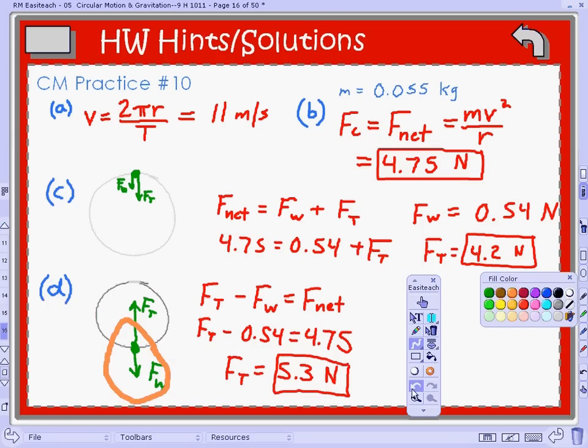I used the analogy in class today of, this would be the person in your group who is a slacker. So this person has to work extra hard to make up for the slacker. And what are they trying to make up for? What are they trying to accomplish? They're trying to accomplish a force of 4.75. So the tension minus 0.54 has to equal that. So when you plug in, you get 5.3 newtons.